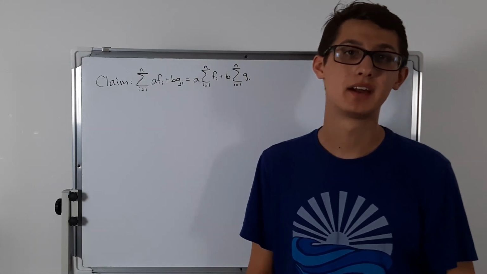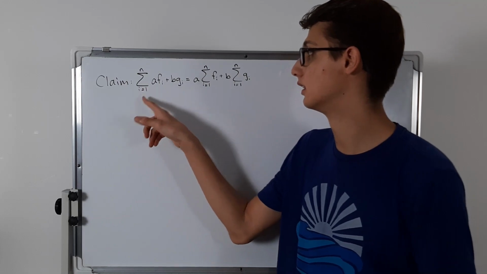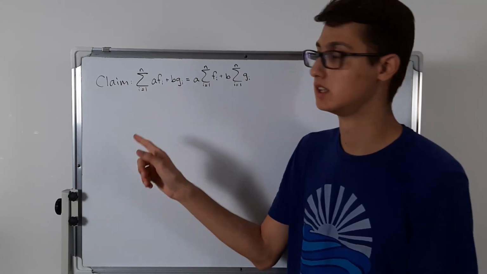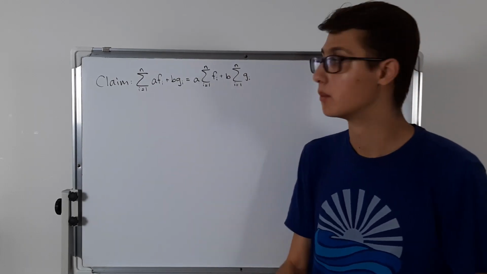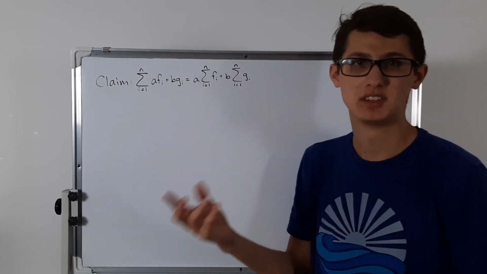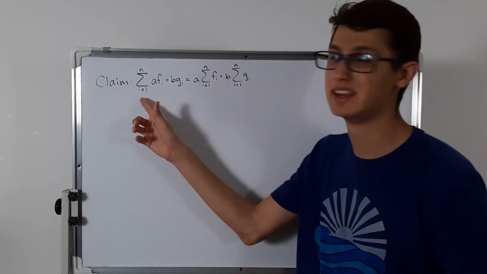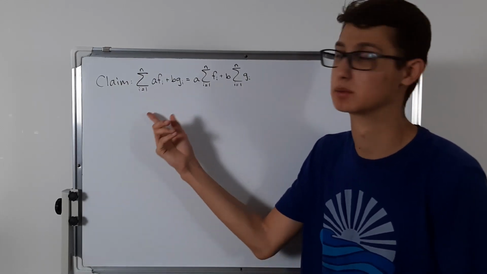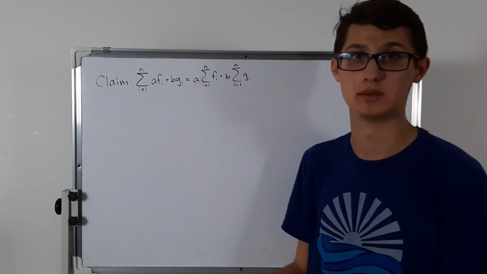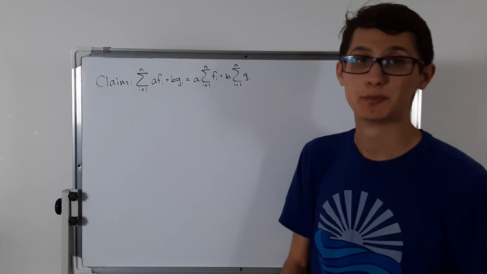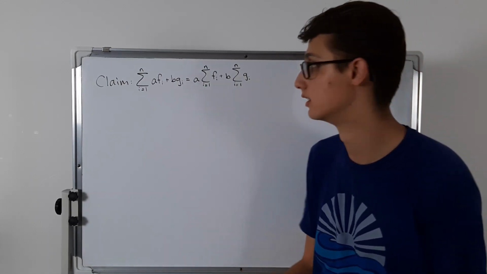Hey everybody, today I'm going to prove the linearity of summation. Basically, the sum of AF plus BG equals A times the sum of F plus B times the sum of G. Where F and G are functions, they could be just anything, any sequences, whatever is just dependent on the index, which in this case is I, and A and B are just constants that aren't dependent on I. So this shouldn't be a very difficult proof, it's just based on induction.